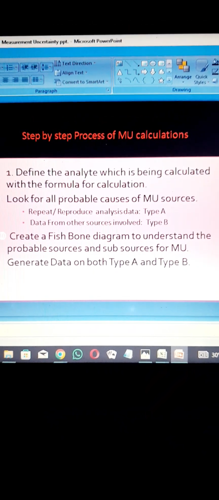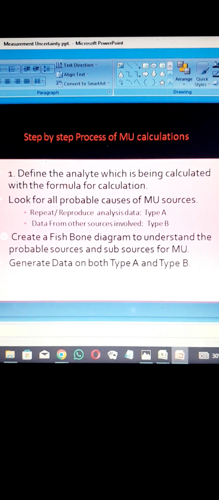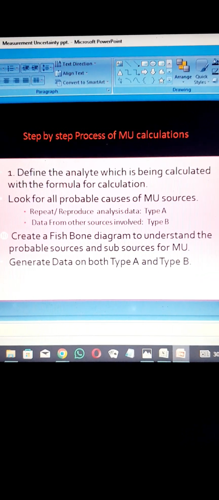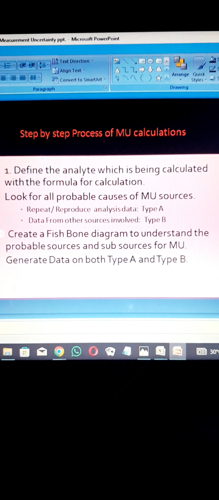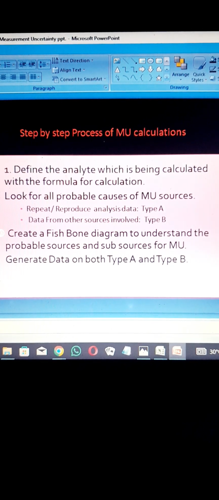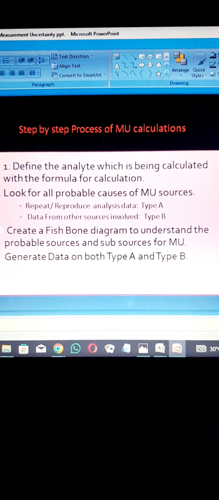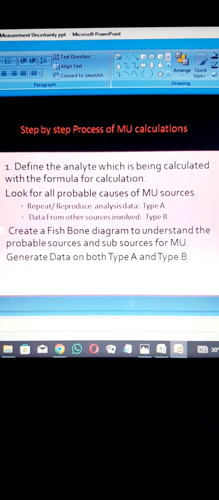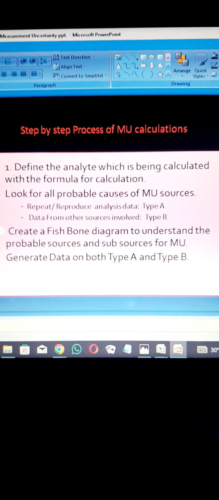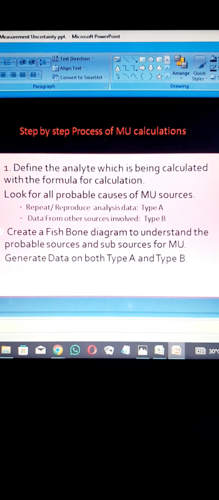Then come to the step-by-step process of MU calculation. First, let us take an example. Define the analyte which is being calculated, with the formula for calculation. Look at all the probable causes of MU such as repeatability, reproducibility, analysis data from type A, and data from other sources involved in type B. This is the main vital point. So, create a fishbone diagram to understand the probable sources and the sub-sources for MU.